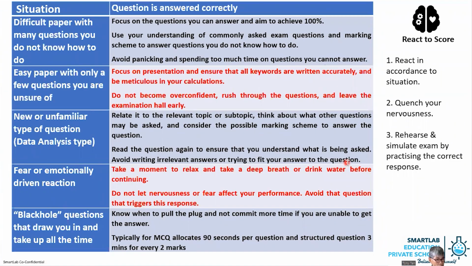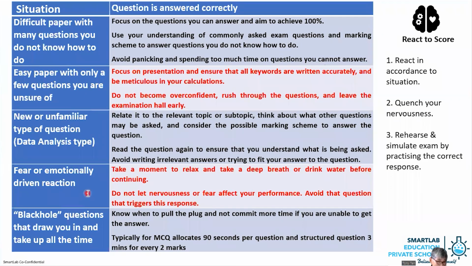And consider any possible marking scheme that commonly appears in the paper, but has yet to be asked, and read the question again to make sure you truly understand what they are asking. The last thing you really want to do is to write something irrelevant or to fit your answer to the question, which is most often what we will do. I mean, people ask you a question, you're not very sure, so you just say something. Actually, that is obviously your last resort. Don't do that as a first resort, because you're unlikely to get anything correct for answering a question that you're not even sure what they're asking.